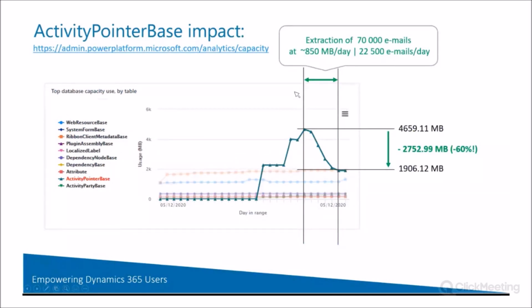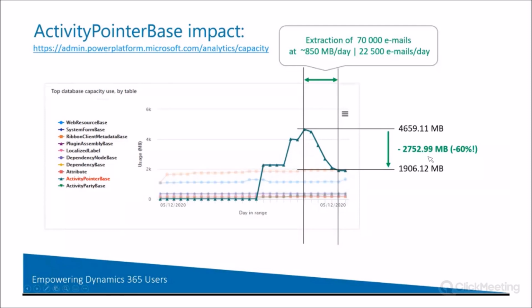This is where it really comes together, right? So we did a little experiment. We started playing around with it just so we could get this information for you. And as you can see here, we pushed a lot of emails to our demo database, to our demo system, right? And then we started the attachment extractor, and what we found is in about 3 days, we had extracted 70,000 emails, okay? And it's roughly around 850 megabytes a day, or basically 23,000 emails a day.